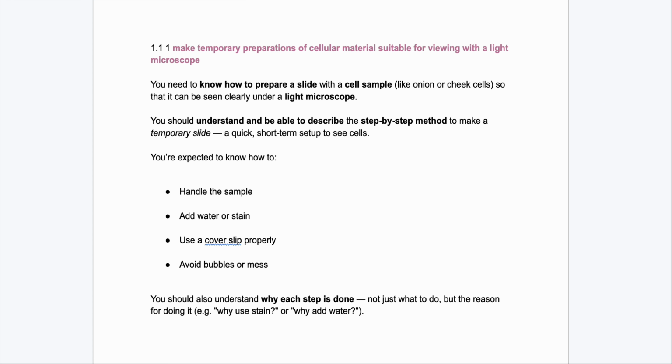So all 1.1 is asking us to do is know how to prepare to look at cells through a microscope. You just need to know how to prepare a slide, which is what you put underneath the microscope, how to put a cell sample inside of it and how to look at it. That's it. And there are 5 simple steps. You need to be able to describe the step-by-step method, but it's not very detail heavy. You do need to know why we add certain things.